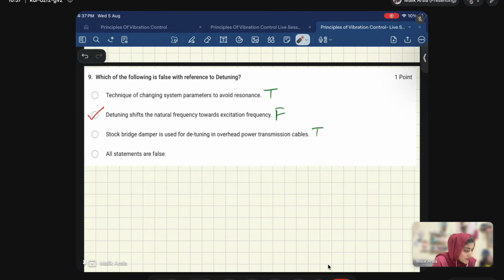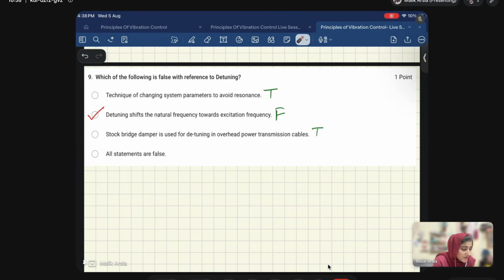The first option is technique of changing system parameters to avoid resonance, which we mentioned, yes, we are changing the stiffness and inertia parameters so that the resonance condition is not met. So this option is true. Second option is detuning shifts the natural frequency towards excitation frequency. It is not correct, because it shifts the natural frequency away from the excitation frequency, which is our purpose. So this option is false.